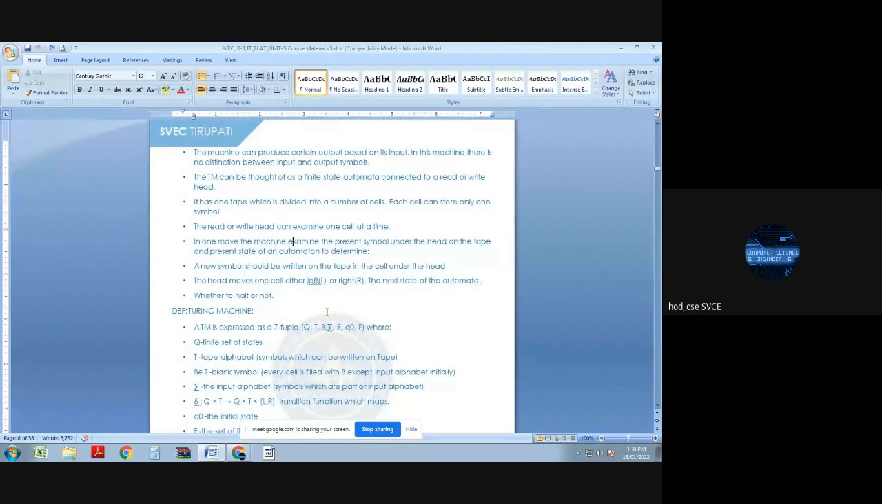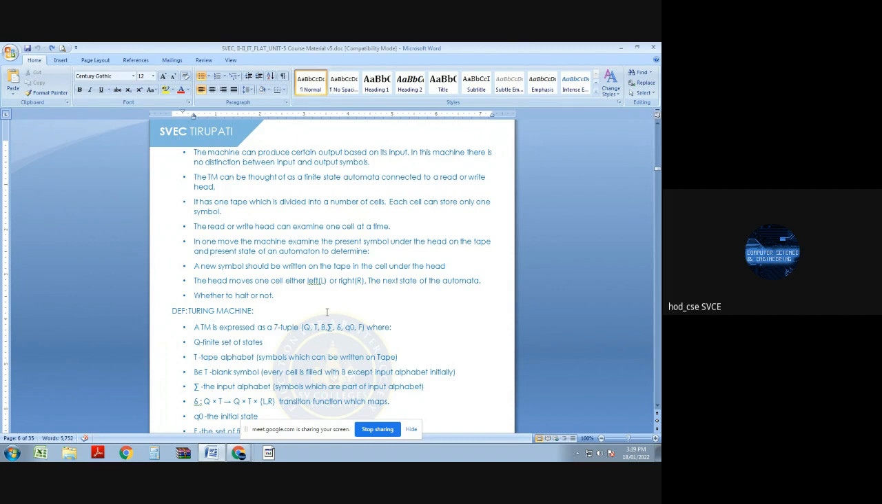Coming to the formal definition of a Turing machine. As we know, a PDA consists of 7 tuples, and a Turing machine will also consist of 7 tuples. Here Q, sigma, delta, q naught, and F are the common things. Q represents the finite set of states, sigma represents the input alphabets, delta represents the transition function, q naught is the initial state, and F is the final state.